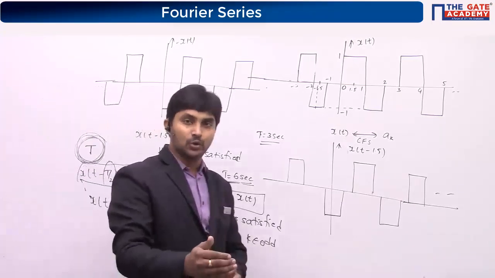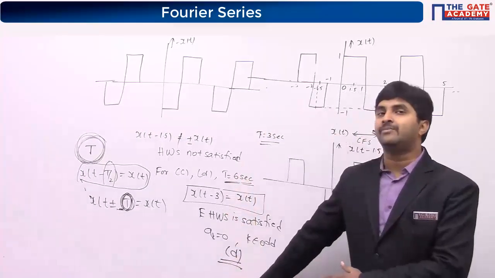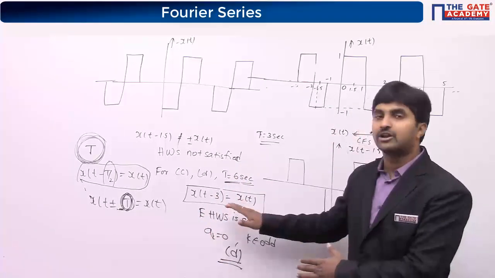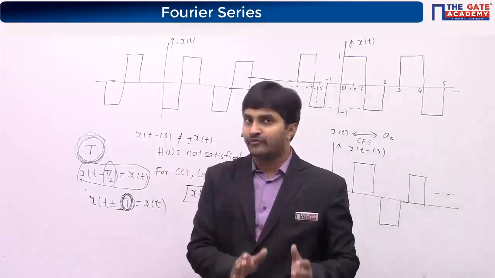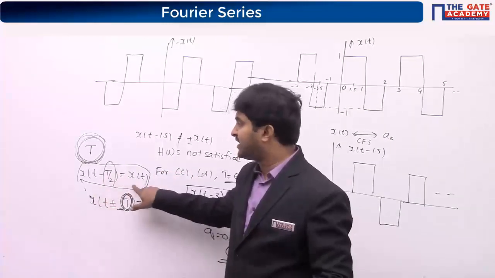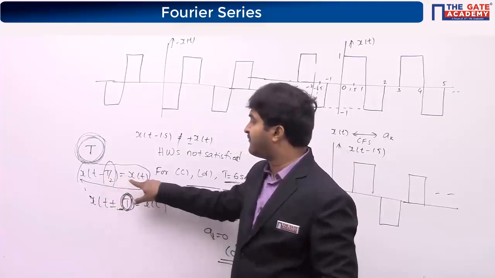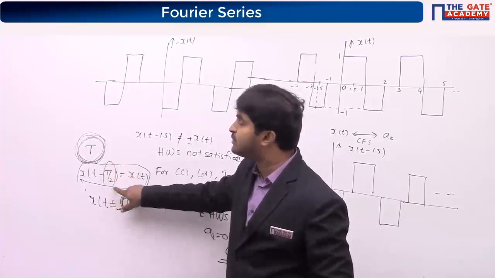So after that, what I told is that even half-wave symmetry, this is the only possible way in which you can have even half-wave symmetry. Okay, and it's a theoretical concept. Why is it a theoretical concept? Why is it not practical? Because whenever you want your even half-wave symmetry to be satisfied, it means your fundamental time period is going to be T by 2.